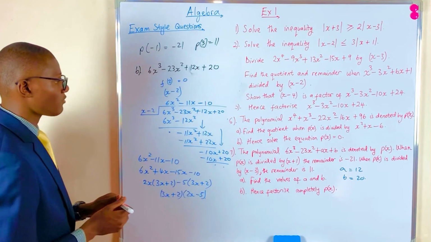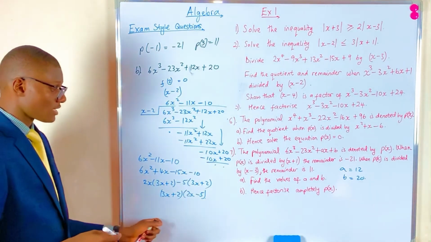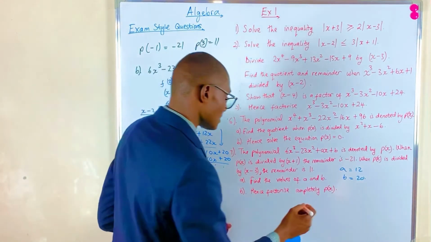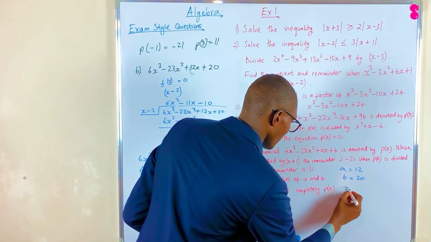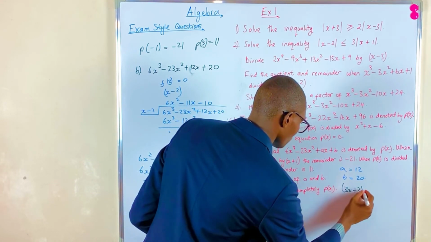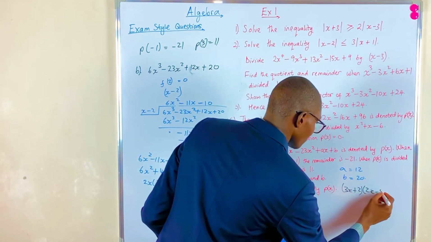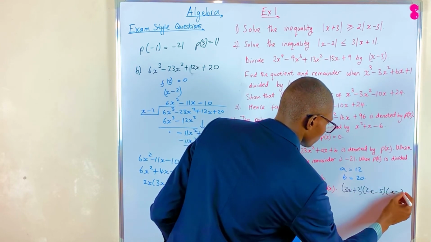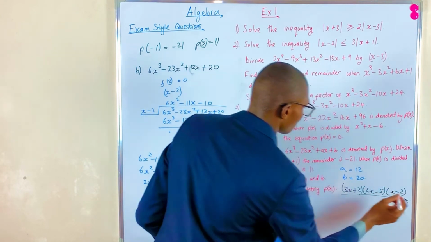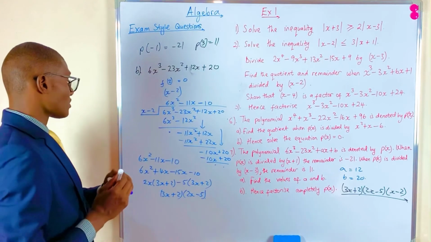Right, such that if we were to completely factorize this, we'll get our answer as 3x plus 2 times 2x minus 5 times x minus 2. This will be the solution that we get after we factorize completely.